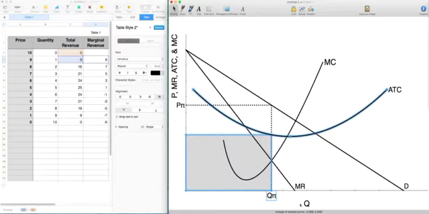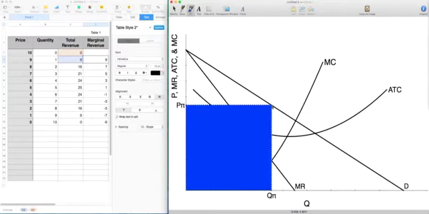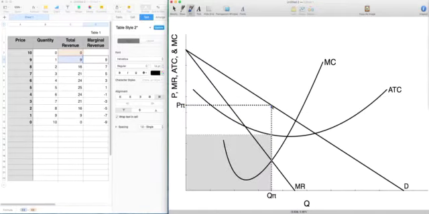If we want total revenue, it's P times Q, Q times P. So the entire rectangle bounded by this region here, and let me highlight that. And let me actually change the color of that. So that area right there is total revenue. And actually, you know what? I think we'll make this a little bit easier if I did total revenue first. So let me draw in total revenue first.